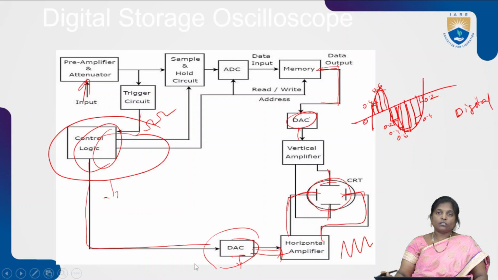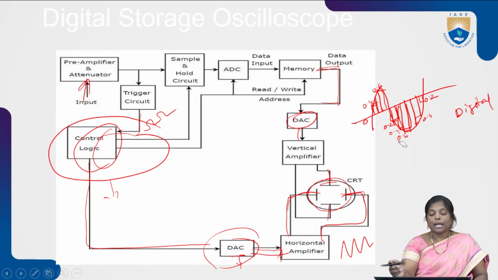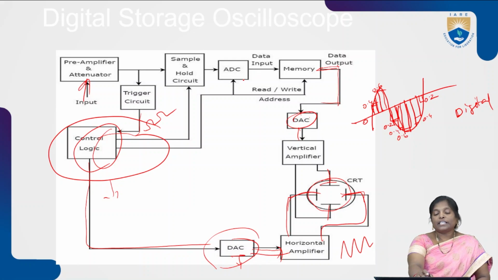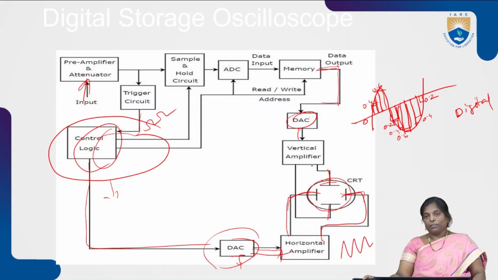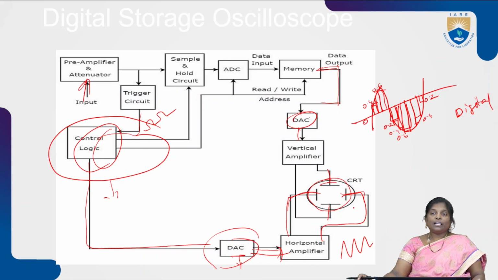In this digital storage oscilloscope, the initial input signal is sampled and then the sampled data is converted into digital format. Then the digital information is stored in the memory unit. After that, whenever we want to retrieve the data present in the memory unit, it is again converted into analog format and given to the vertical amplifier section. At the same time, the same digital to analog converted data is given to the horizontal amplifier section. From the vertical and horizontal amplifier sections, we give it to the vertical and horizontal deflection plates.